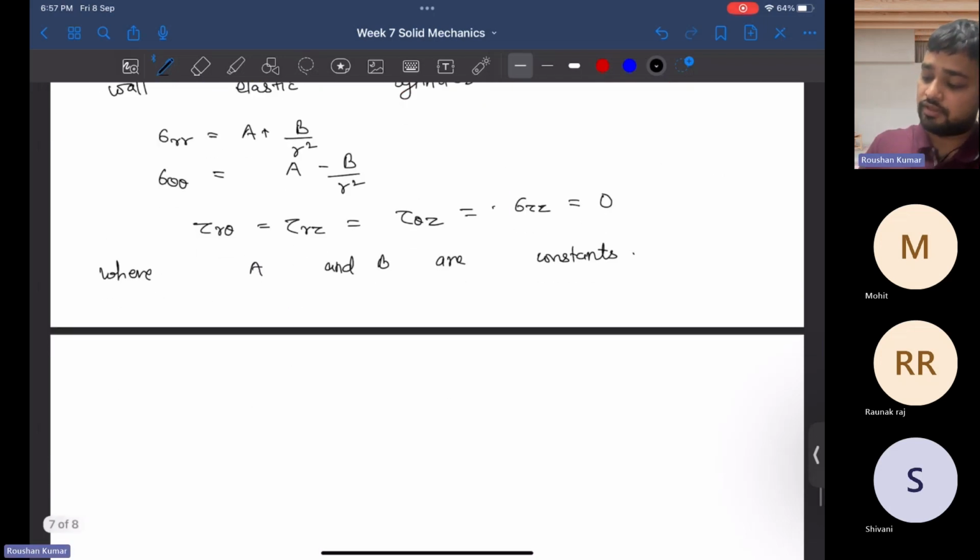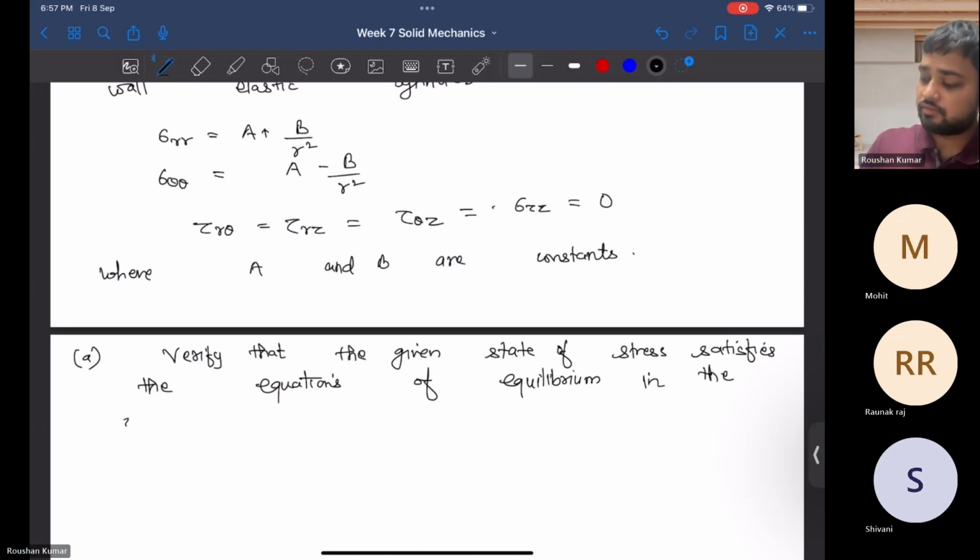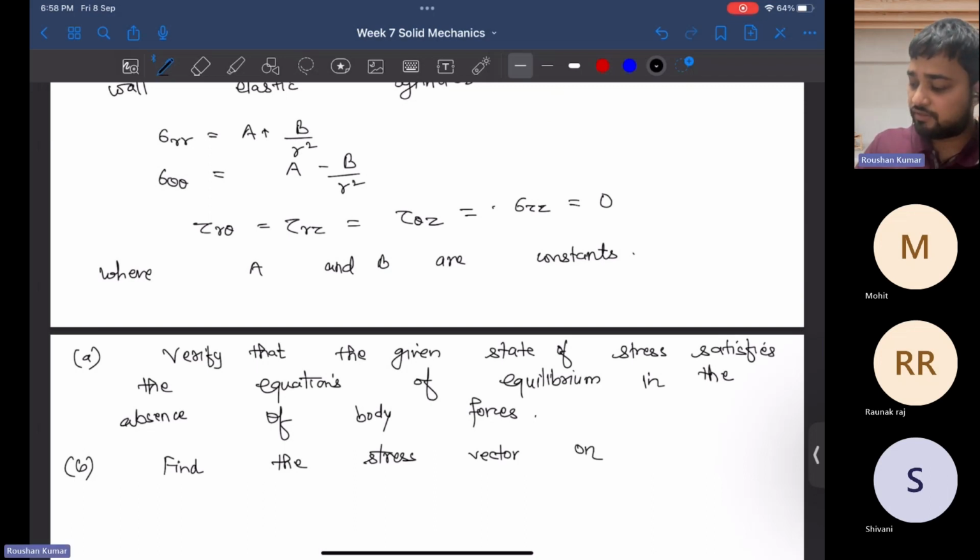The first question is: verify that the given state of stress satisfies the equations of equilibrium in the absence of body forces. The second part of the question is: find the stress vector on a cylindrical surface.